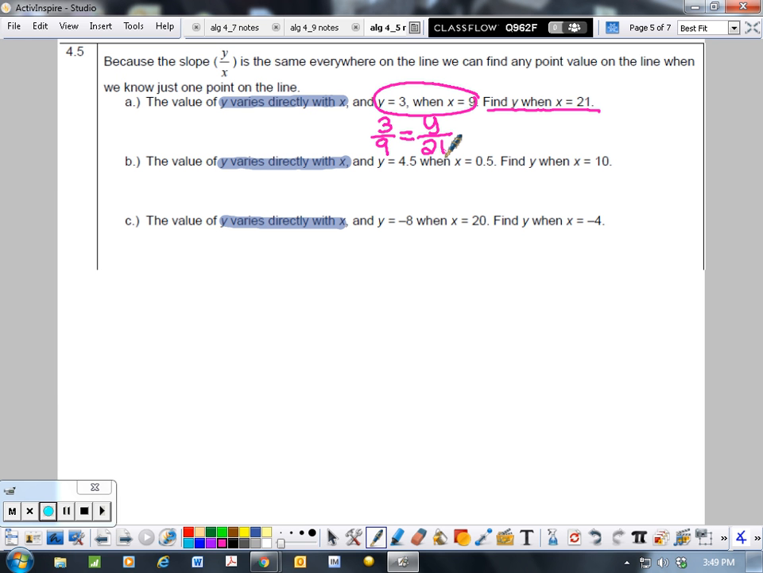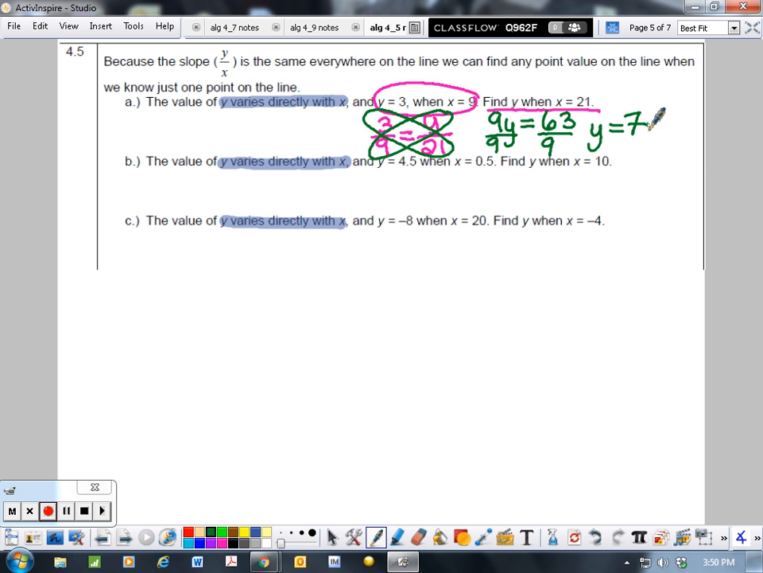And so now we can use our tools from chapter 1. This is really a proportion. I can cross multiply. 9 times y has to equal, when I multiply across the other direction, 3 times 21. So now I can just divide by 9 on both sides, and it tells me that that y value is supposed to be 7. And so we're going to use that idea each time.